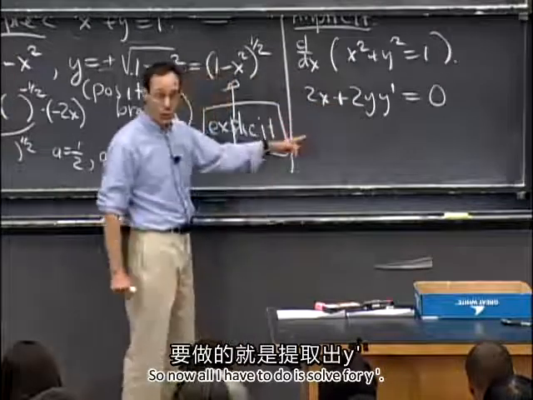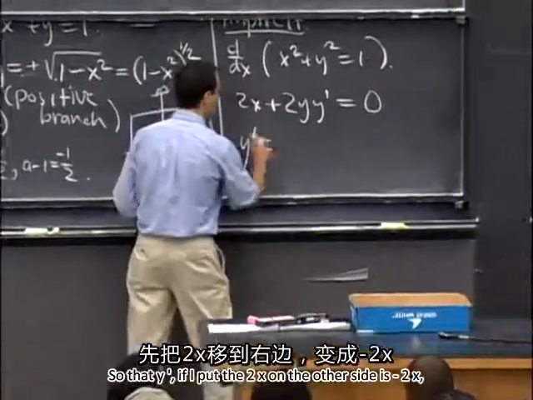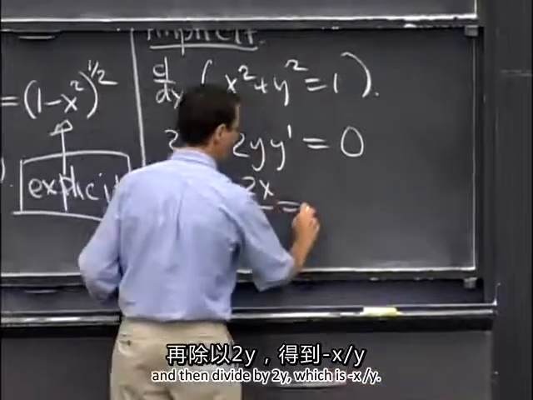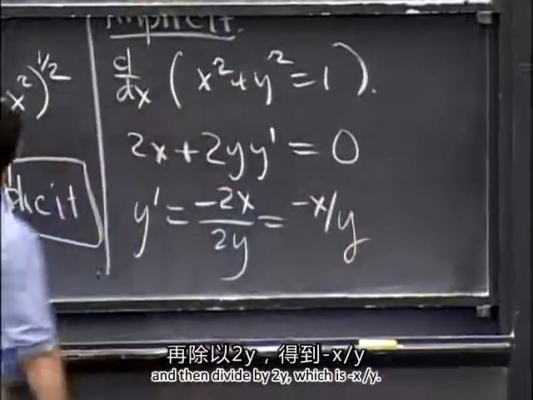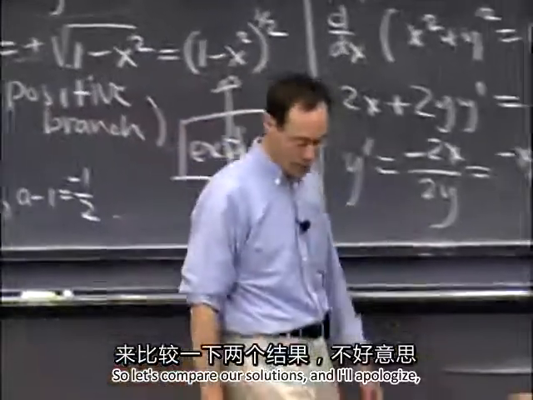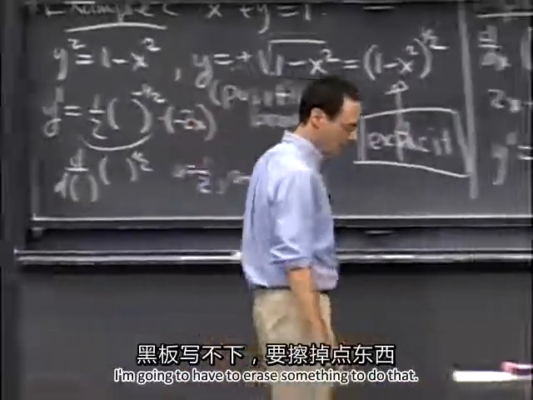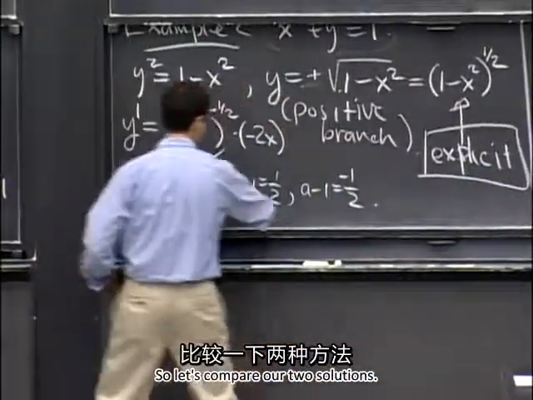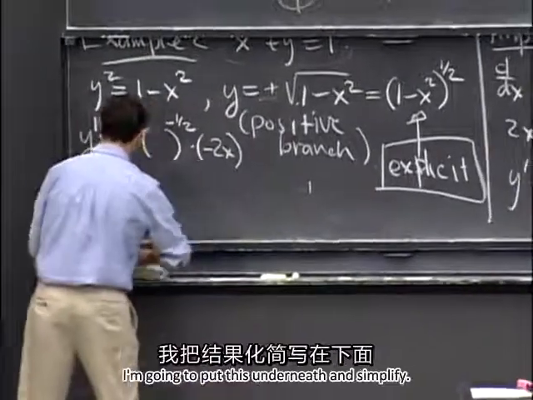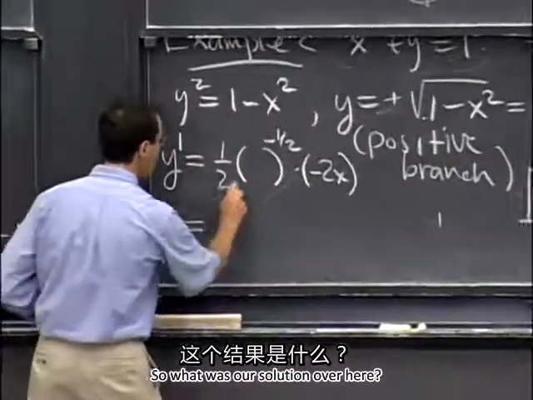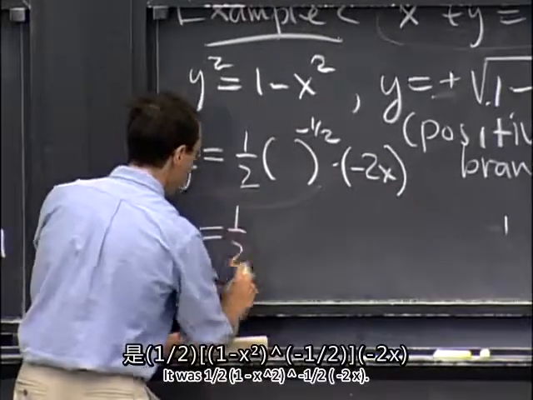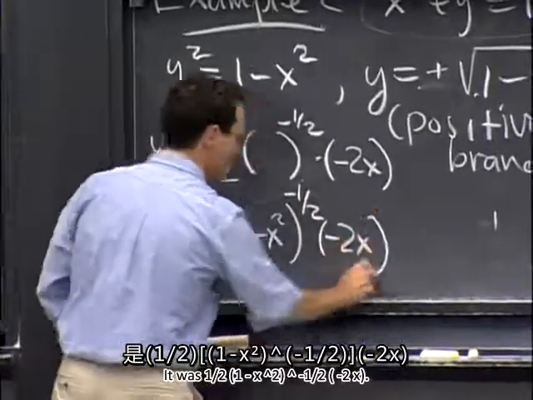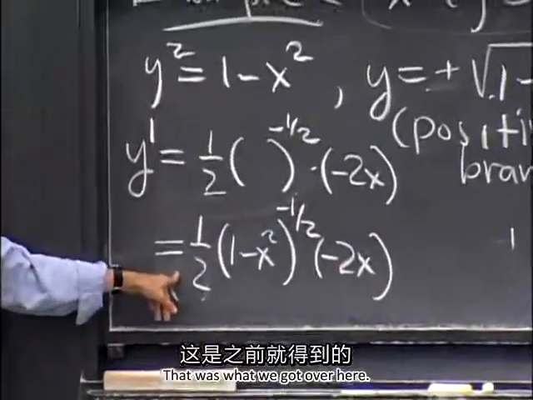all I have to do is solve for y prime. So that y prime, if I put the 2x on the other side, is minus 2x and then divide by 2y, which is minus x over y. All right? So let's compare our solutions. I apologize, I'm going to have to erase something to do that. So let's compare our two solutions. I'm going to put this underneath and simplify it. So what was our solution over here? It was a half 1 minus x squared to the minus a half times minus 2x. That was what we got over here.